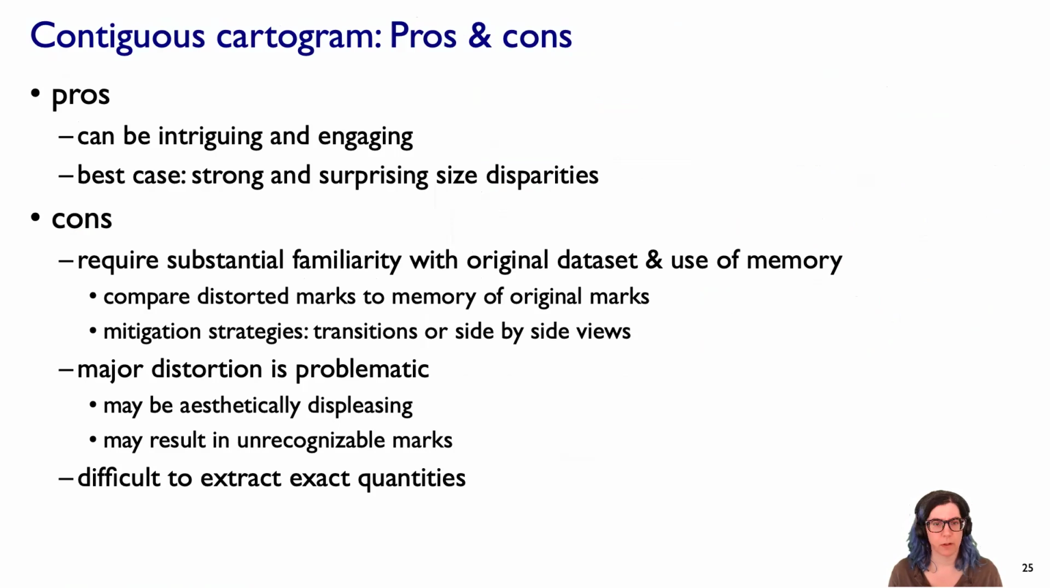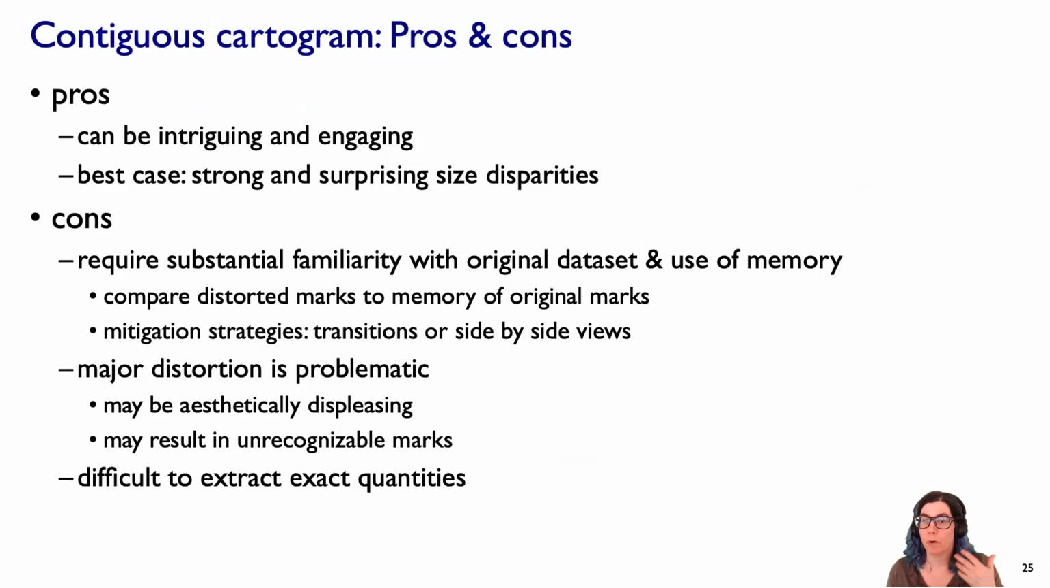So with a contiguous cartogram, the pros and cons are people definitely can get intrigued by it and they can engage with it. And if there are real large and surprising size disparities, that tends to be when they're best, particularly if a relatively small number of things have these disparities or the disparities are grouped by region. Now, the downside is you have to know what the original map looked like, or you don't have any context to understand what changed. So you need substantial familiarity with the original data set, and you are using the memory of the person of the original compared against what they actually see before them.